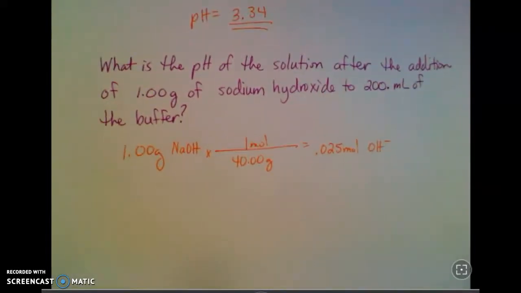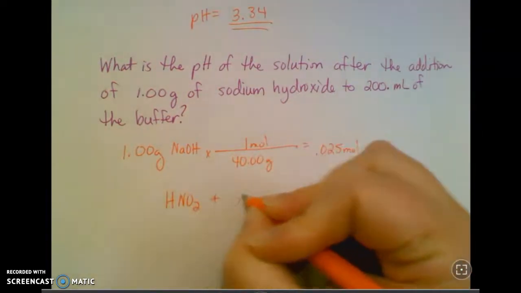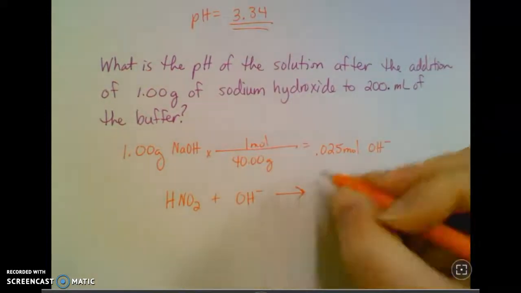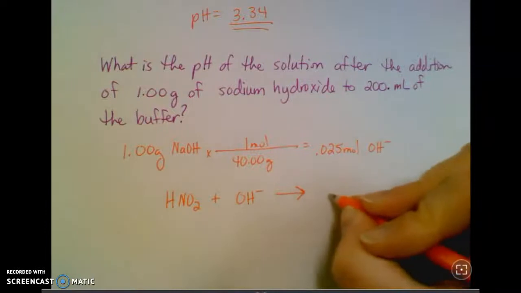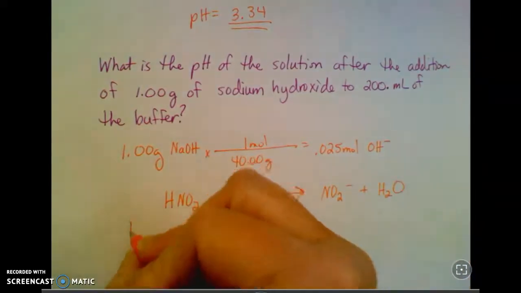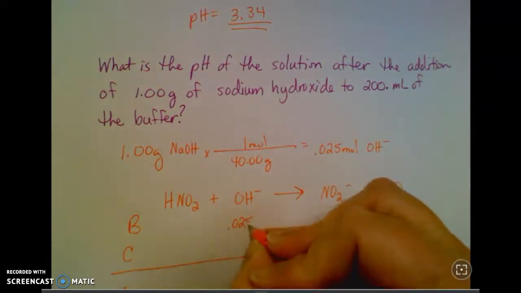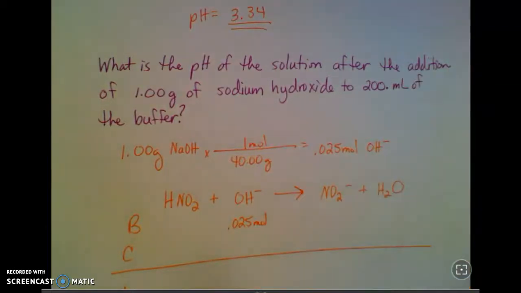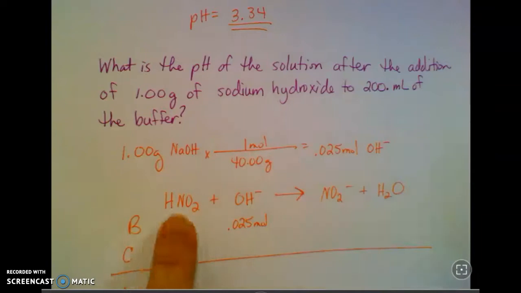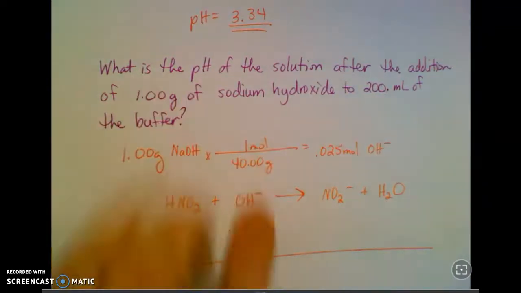It's going to react with the acid because it's a base. So the HNO2 is going to react with the hydroxide, and it's going to give you the nitrite ion and a water molecule. So I know how much of the hydroxide I have, 0.025 moles, but I don't know how much of the acid or the base that I have, so I'm going to have to figure that out. I've got 200 milliliters, and for the acid it's 0.5 moles per liter.